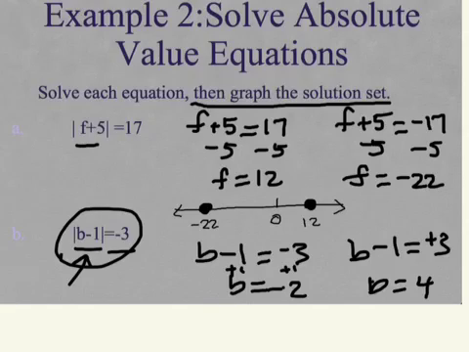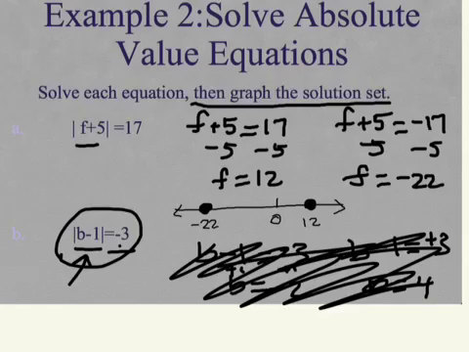So the absolute value can never equal anything negative. So I'm going to scratch this out to say no way, and I hope you understand why. Because absolute value is defined as positive, and here we have it as something negative.